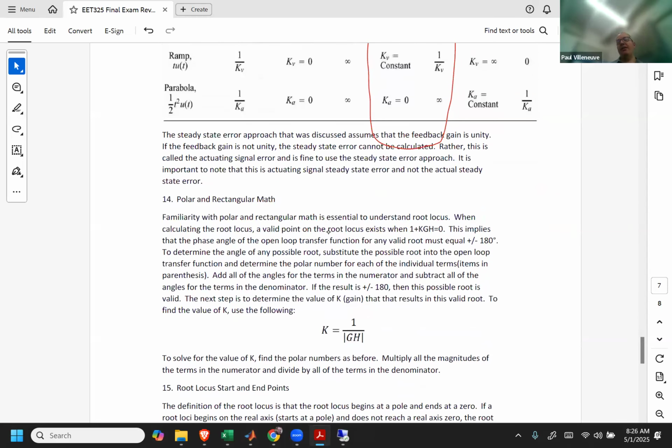If we do have an H value that is not 1, then you don't get the actual steady state error. You get this actuating signal steady state error. So it's just a terminology definition type thing.